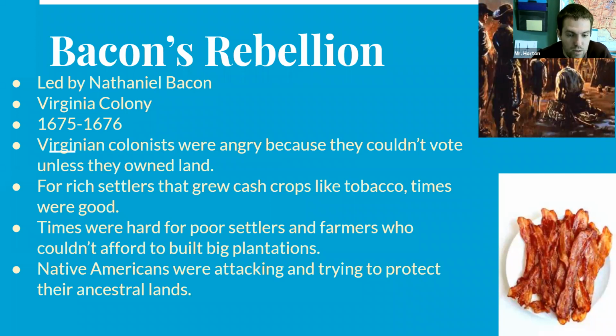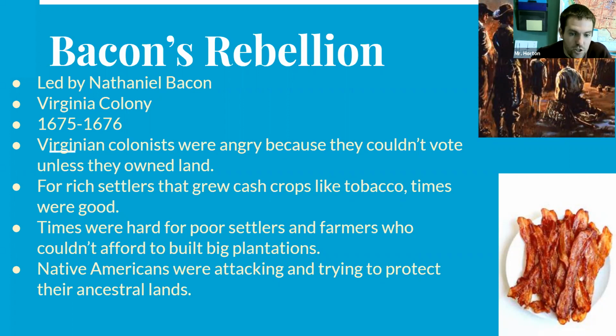So a lot of these colonists that were sailing over didn't have a lot of money. So they weren't rich, they were poor. And so they weren't able to vote. And so everything that was being ruled against them was basically forced upon them, and favored the rich people rather than the poor people.